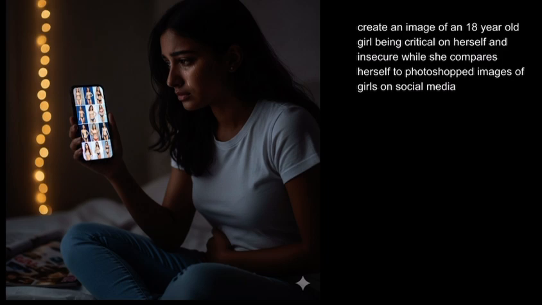As you can see, this is a girl who is considerably skinny, but even so, she's looking at these photoshopped pictures and wanting to be more thin. That is my final product.